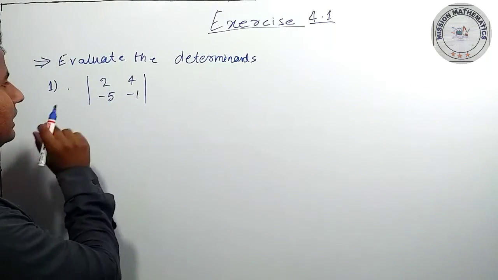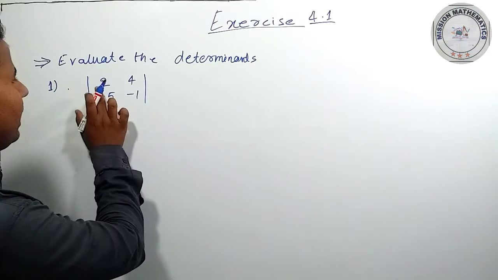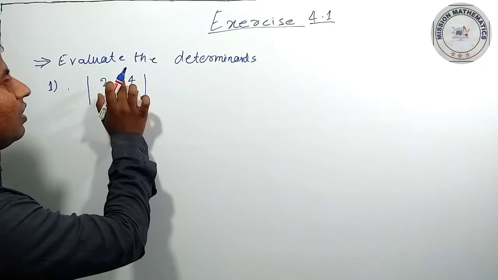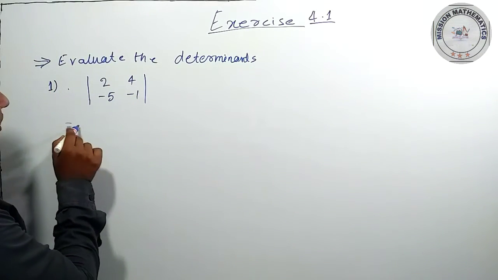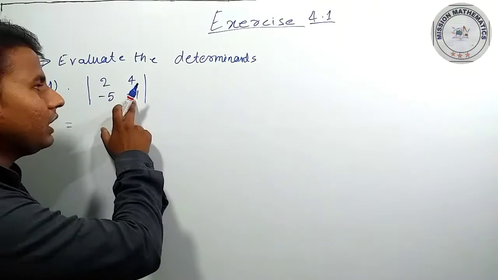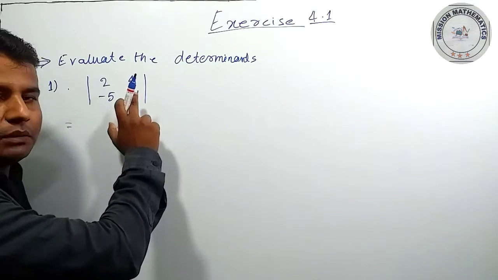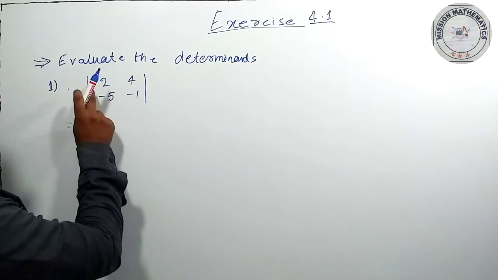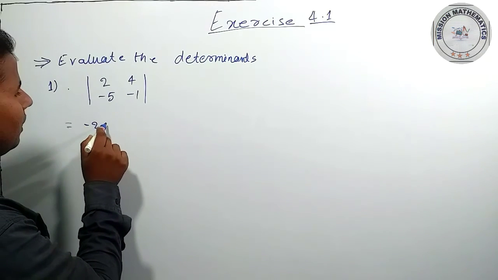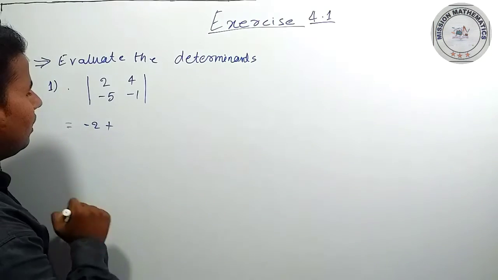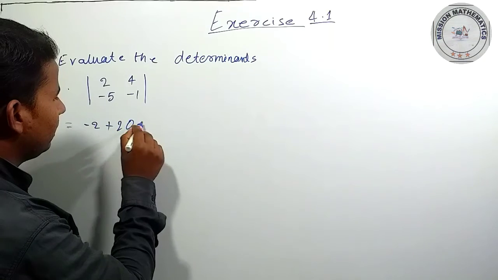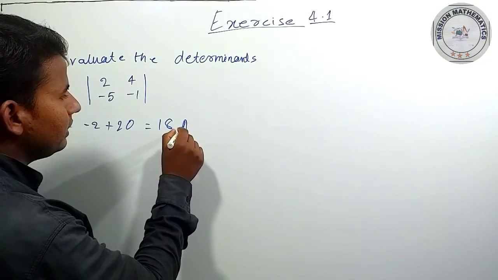The first question is this determinant, where the first column is 2, minus 5, and the second column is 4, minus 1. The solution is the cross multiplication of the diagonal product minus the cross multiplication of the secondary product. So 2 into minus 1 is minus 2, minus, or this minus is minus, positive, or 5 into 4 is 20. And 18 is the right answer.